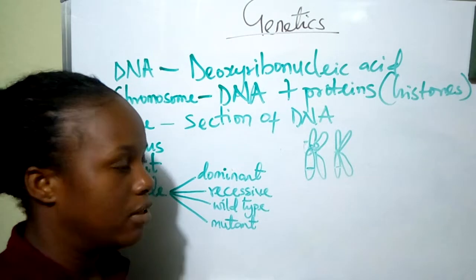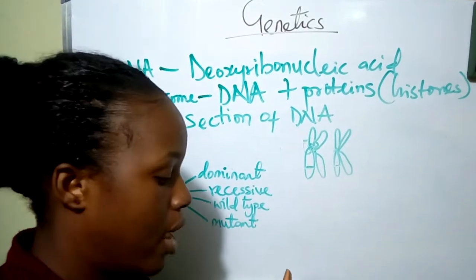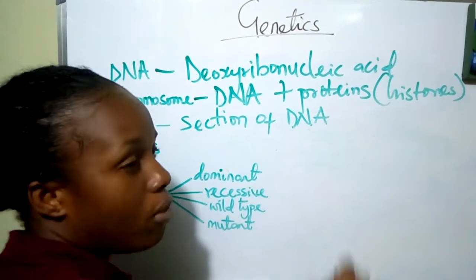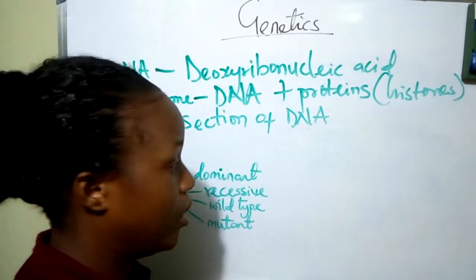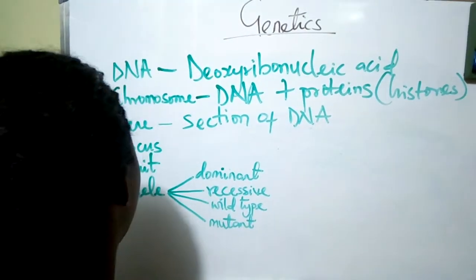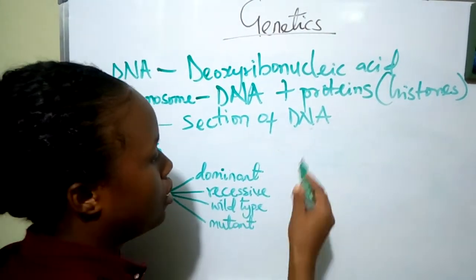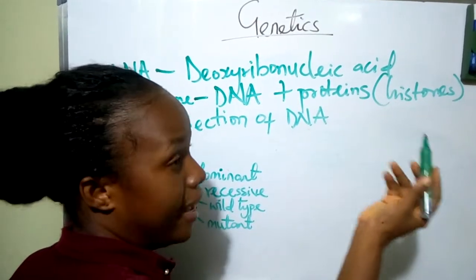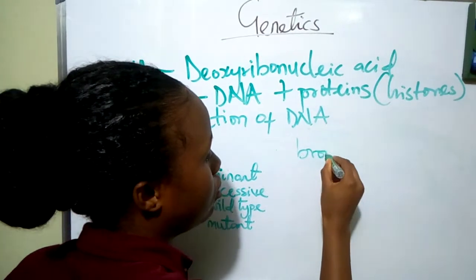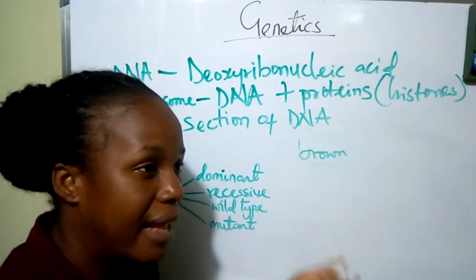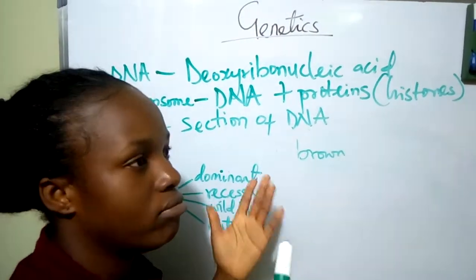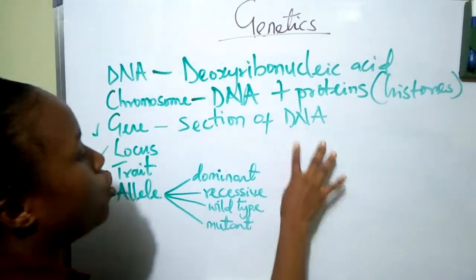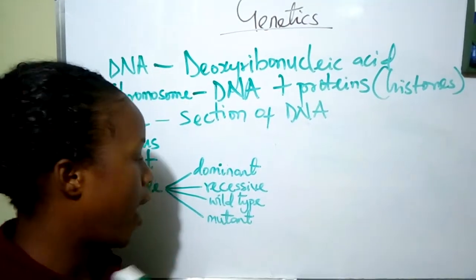An allele is a version or an alternative form of a gene. What that means is that genes come in different forms, and that's why we all don't look alike. So an allele is just, for instance, the gene for eye color. We have brown, we have blue, we have black, and green possibly. So those are different alleles of the gene for eye color.